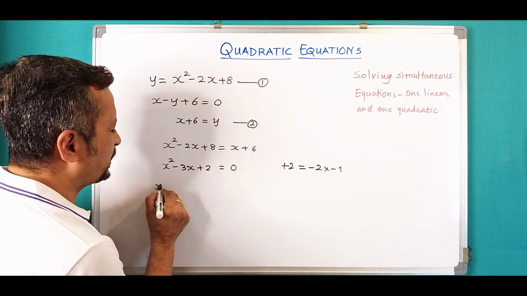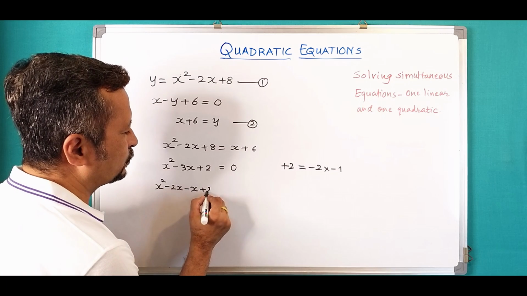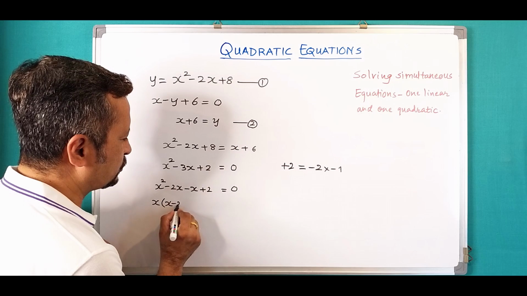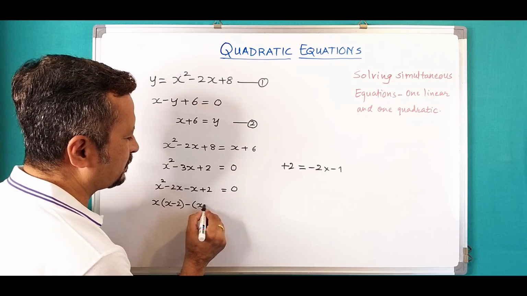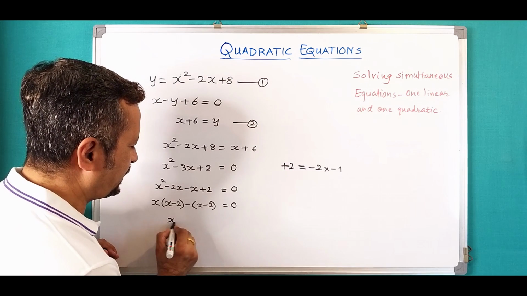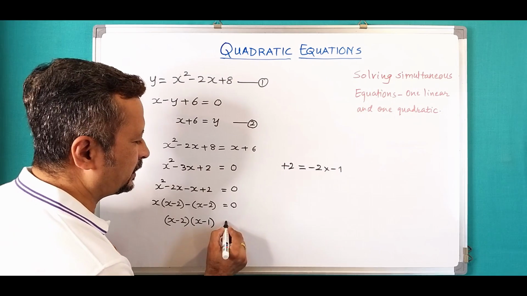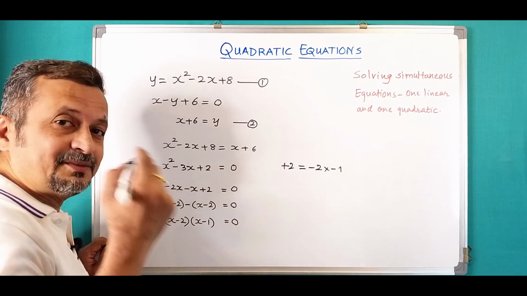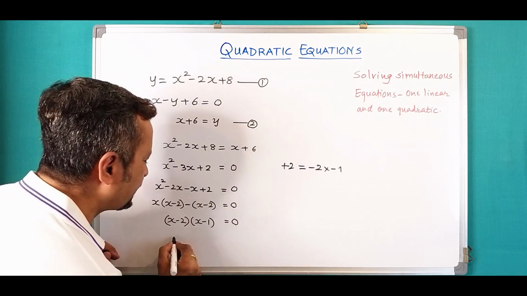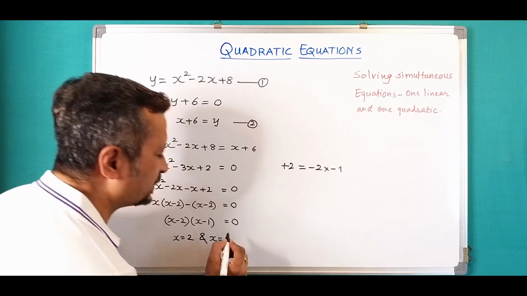So I will write x square minus 2x minus x plus 2 equal to 0. That makes it x into x minus 2, minus 1 into x minus 2, equal to 0. So that makes it x minus 2 into x minus 1 equal to 0. What does it mean? It means that either x minus 2 is equal to 0 or x minus 1 is equal to 0. That gives me x is equal to 2 and x is equal to 1.